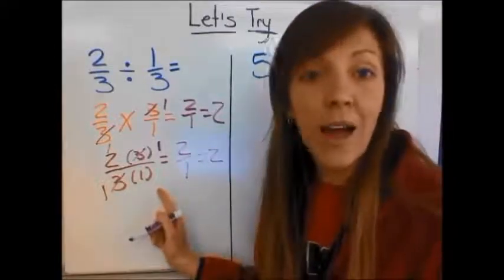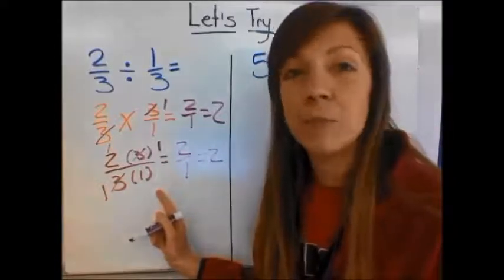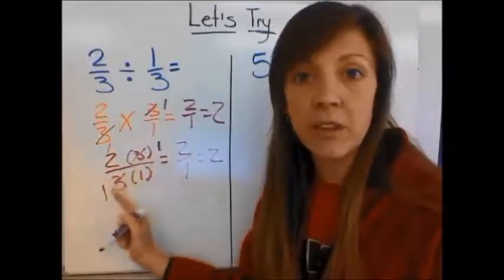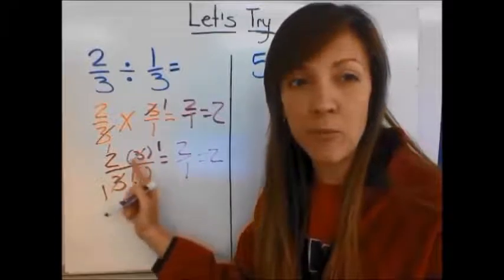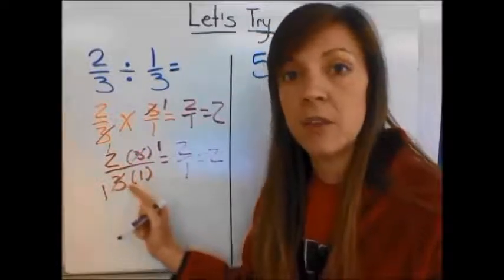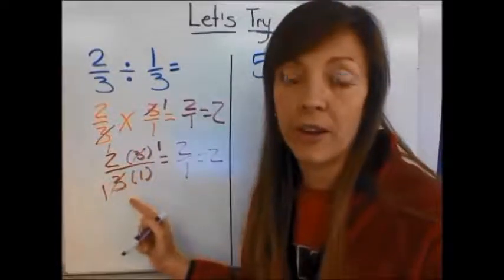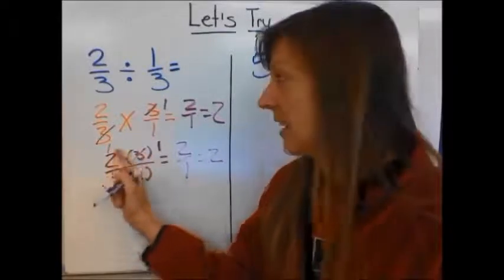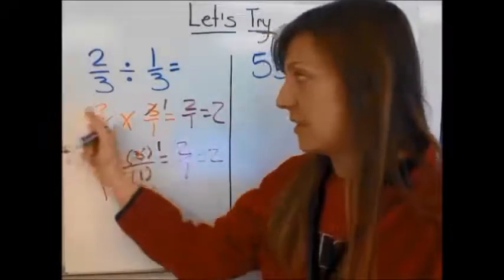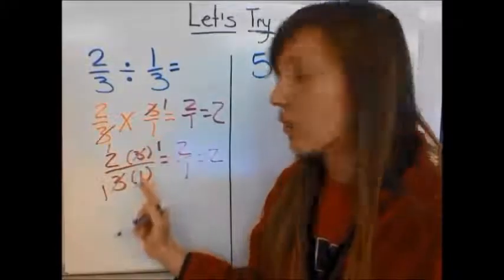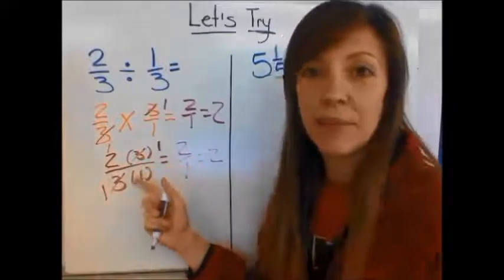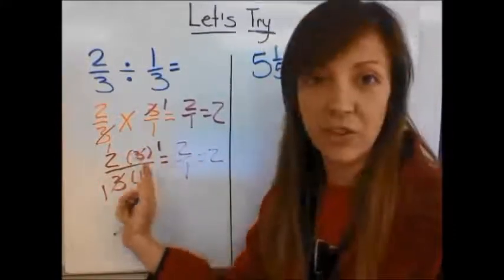Now, when you get to high school and pre-algebra, you're probably going to see some of your multiplying fraction problems look more like this. You may even have a variable thrown in there. So for right now, we just need to get used to seeing this 2/3 times 3/1 written with the numbers both together on the top. 1 in parentheses that shows me that's multiplication.